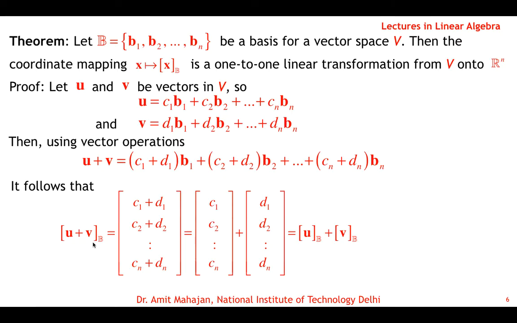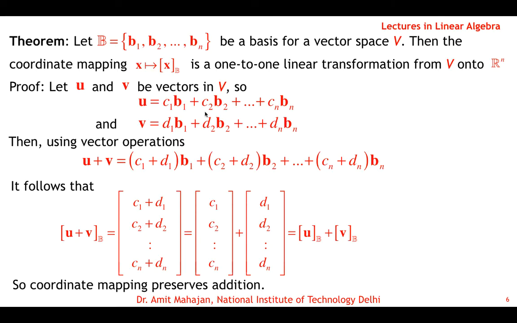Okay, so that means the sum is preserved. That's what we require for a linear transformation, that the sum has to be preserved and scalar multiplication has to be preserved. So the sum is preserved. Okay, so the coordinate mapping preserves addition. Okay, the second, we have to prove that the coordinate mapping preserves scalar multiplication.